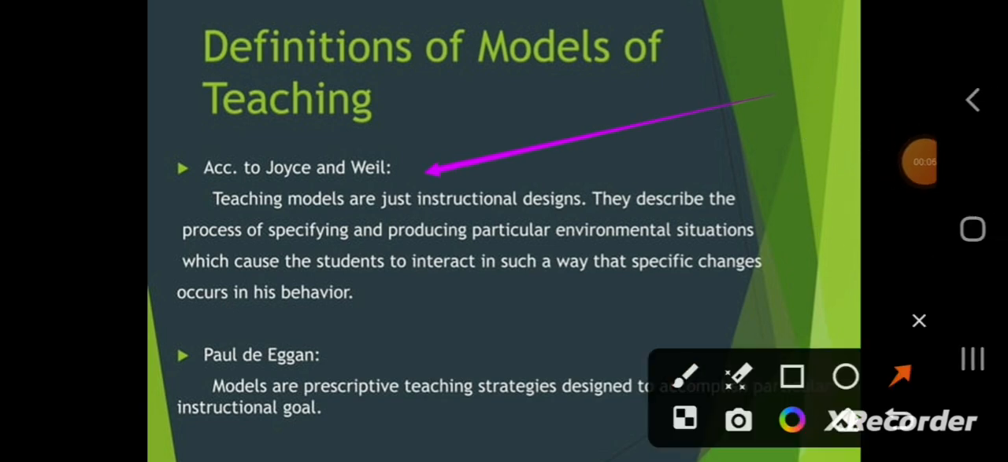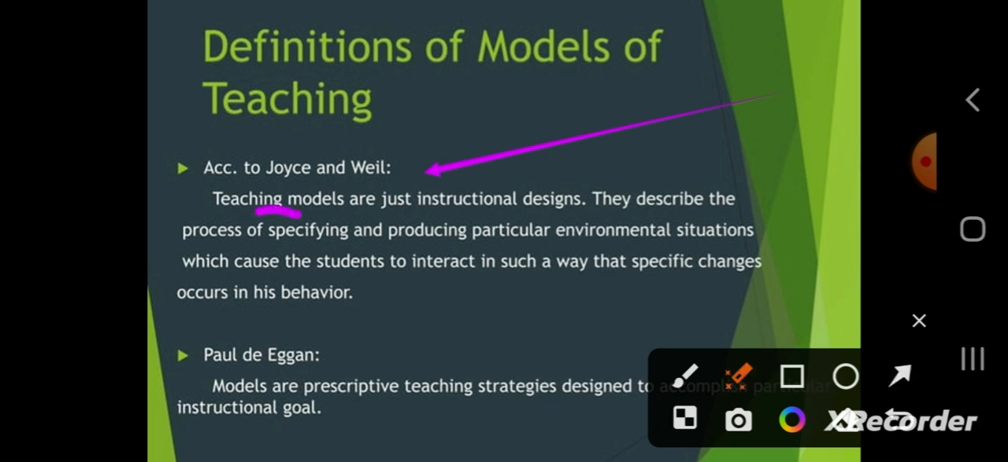According to Joyce and Weil, the definition highlights the role of teaching models in creating specific classroom environments. They emphasize how these models shape the interactions between students and the educational settings to achieve targeted behavioral changes. This approach focuses on the environmental and interactive context, meaning the teaching model influences how students experience and engage with learning.